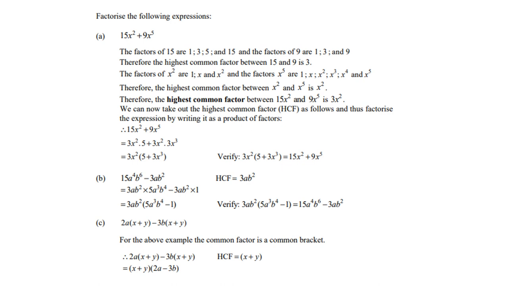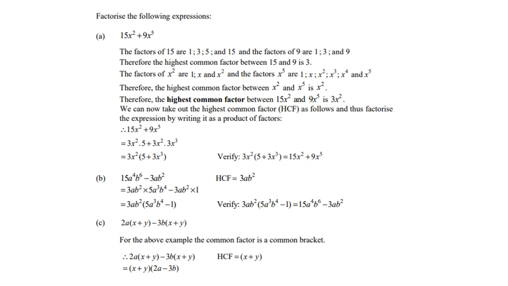Now, if you look at the x squared and the x to the power 5, then factors of x squared are 1, x, and x squared. For x to the power 5 is 1, x, x squared, x cubed, x to the power 4, and x to the power 5. So therefore, the highest common factor between x squared and x to the power 5 is x to the power 2. We don't choose 1. We choose x to the power of 2. So therefore, the highest common factor between 15x squared and 9x to the power 5 is 3x squared.